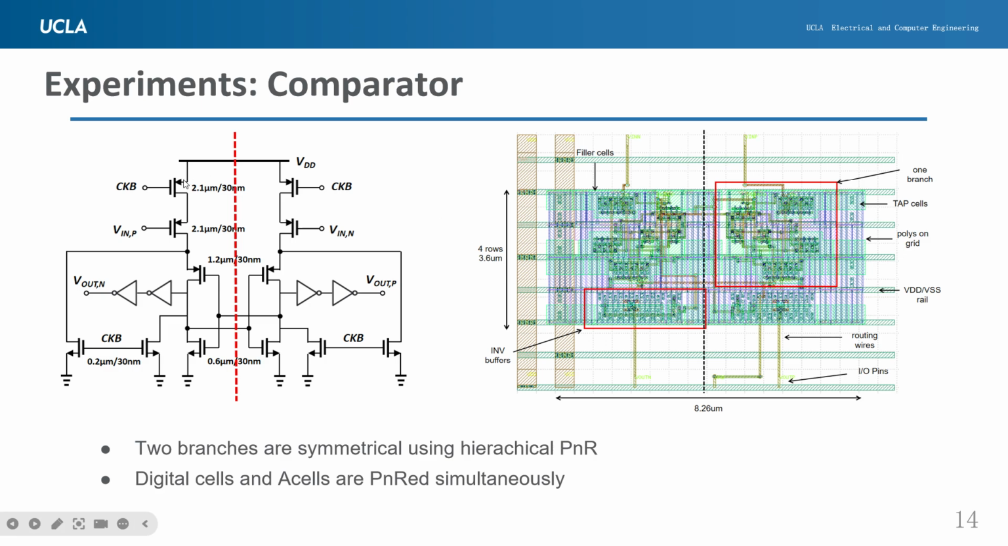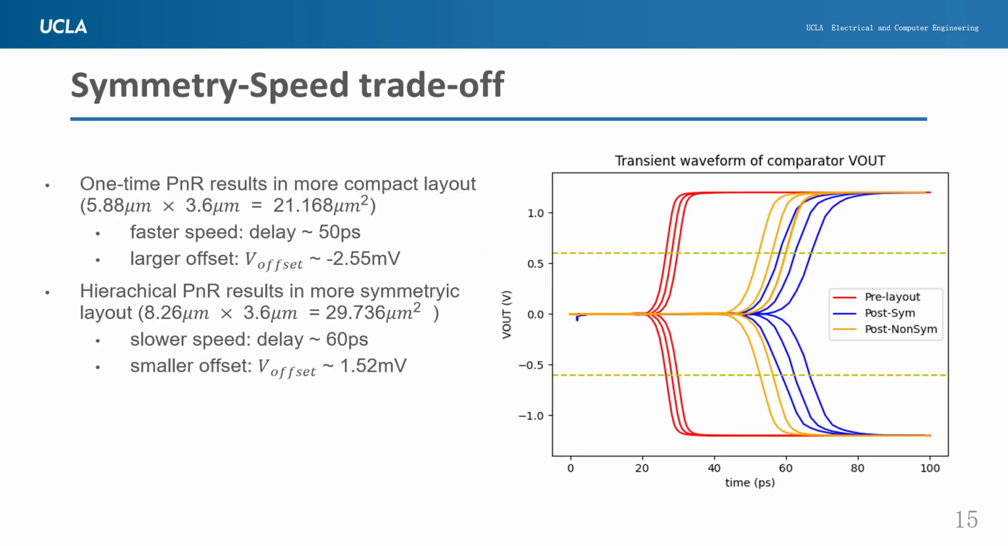We can see the comparator, the sizes are labeled here in the schematic. The comparator has both NMOS, PMOS, and CMOS standard cells, and it also has 2 symmetrical branches. So we will place and route one branch first, where the NMOS, PMOS, and the standard cells will be placed and routed simultaneously, and then we will mirror the placed and routed branch to the other half to derive a symmetric layout.